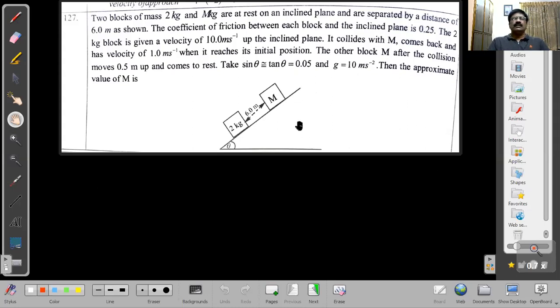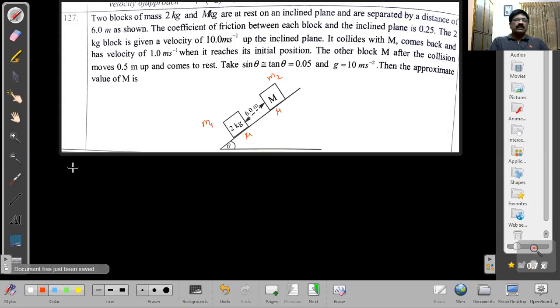Here in this diagram, there are two blocks having masses M1 and M2. Suppose this is M1, and this is M2. These two blocks are separated by a certain distance, 6 meters. Next, the coefficient of friction between the blocks and the inclined plane is given as mu. So here also mu, same.